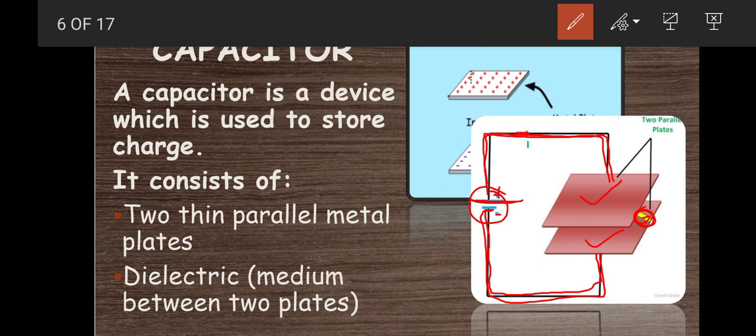Now you must remember these symbols so that you can easily draw and interpret the circuits coming in next chapters. So these lines represent the wires, and this symbol represents the battery connected with the capacitor.